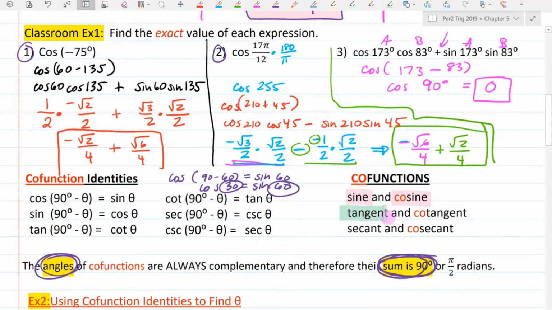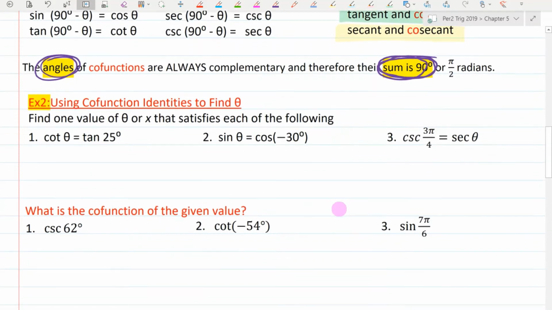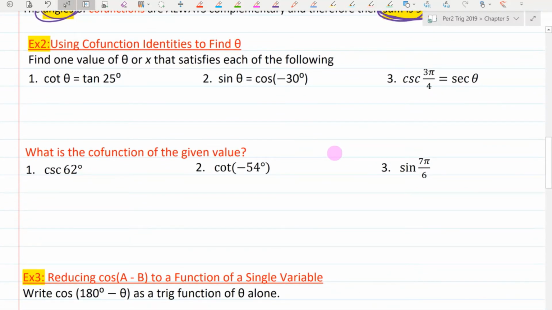The other ones are tangent and cotangent. Sine and cosine are cofunctions, tangent and cotangent, and then secant and cosecant. So be careful, don't get these confused with reciprocals. All right, so here we're just looking for theta. Since these are cofunctions, their angles have to add up to 90. So this angle plus that angle have to equal 90. So theta is equal to 65 degrees.